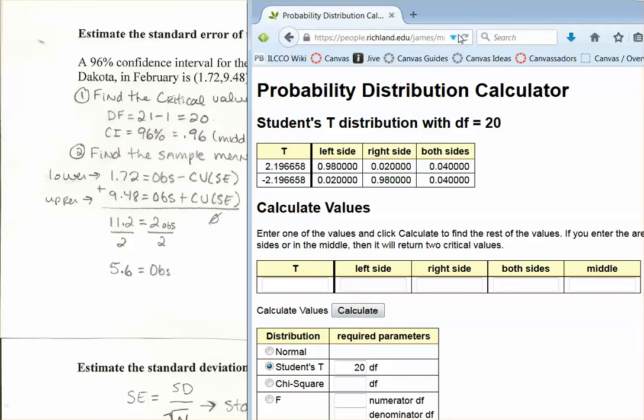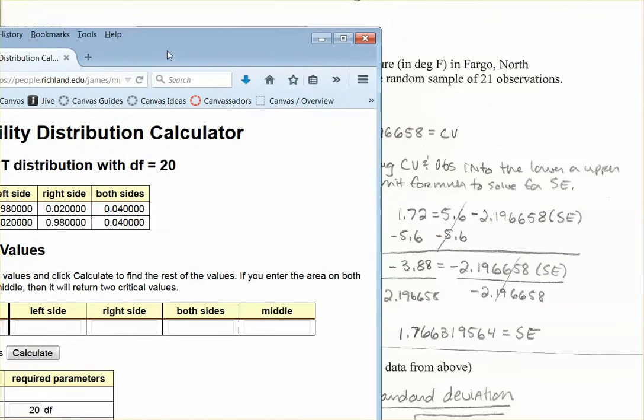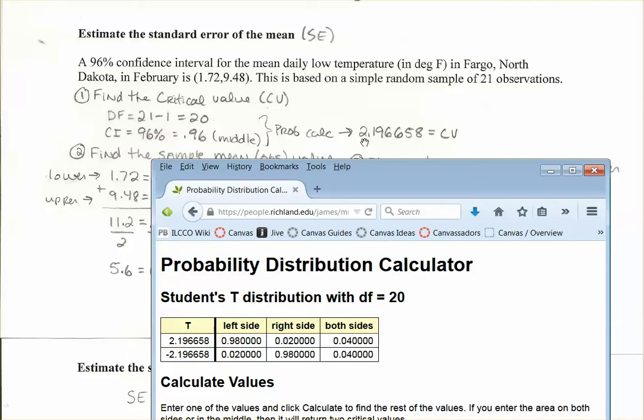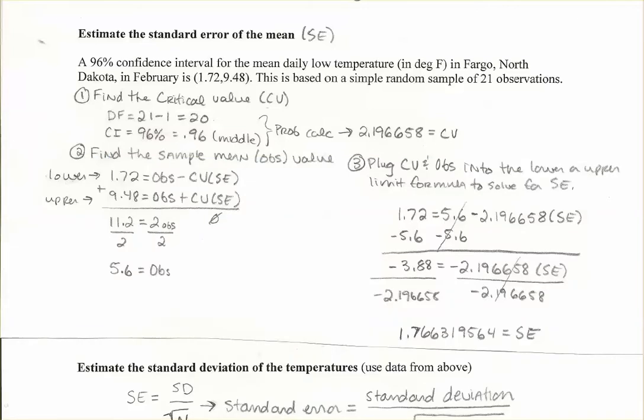We get 2.196658, which is right there. All right, the next thing we're going to do is find the sample mean, or the observed value. Remember how we did that?